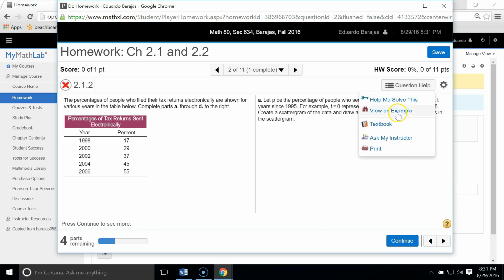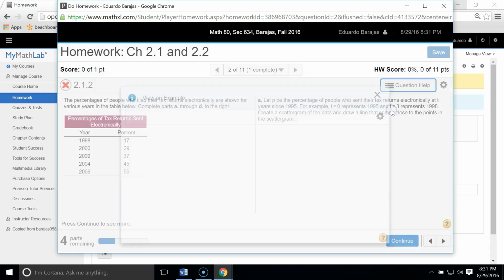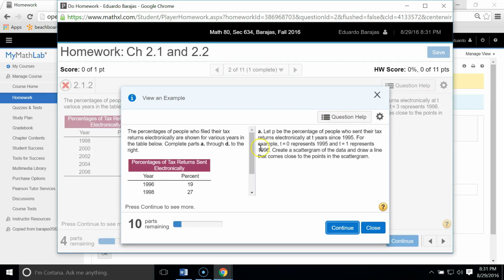The next help aid we want to look at is view an example. View an example is very similar to help me solve this, except view an example will have a little window pop up, and it automatically starts with questions that are different than the one that you're working with.